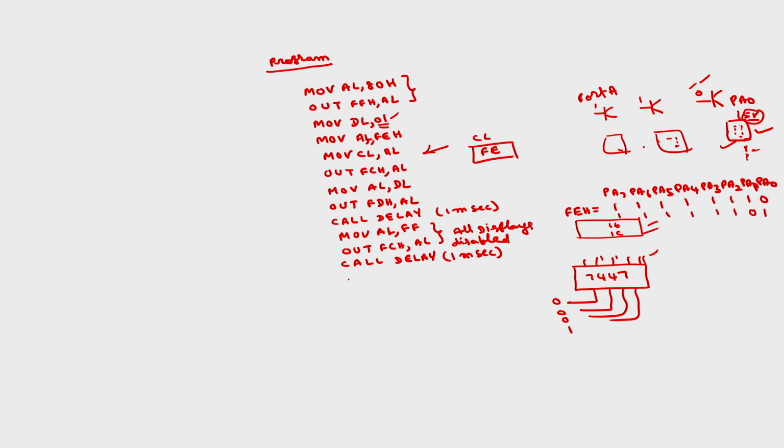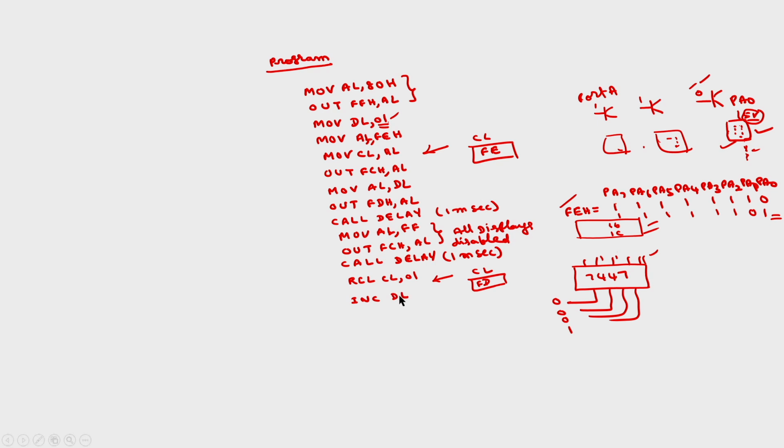Okay. So for that I am rotating the contents of CL left. In CL we have initially this FEH. Now if I rotate by 1 bit, CL now contains FDH. Okay, this FDH code corresponds to selection of the second display. Then you have to increment DL, because I have to display 2 on that particular display, INC DL.